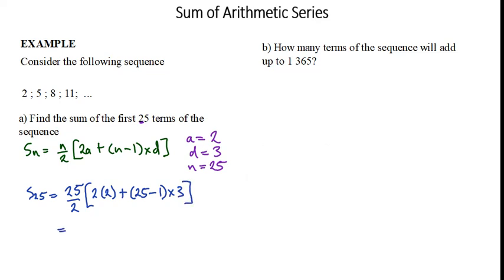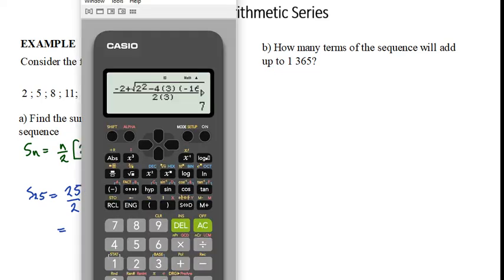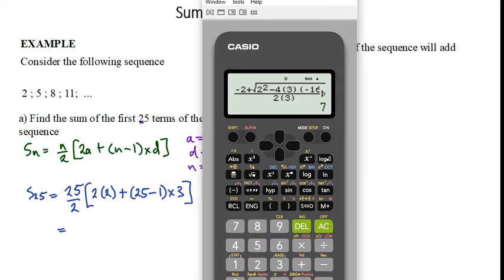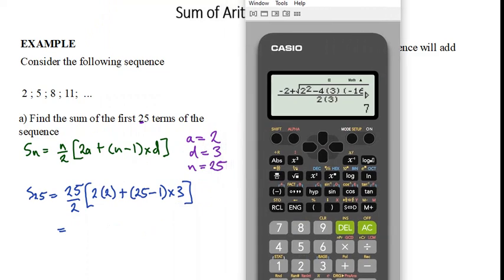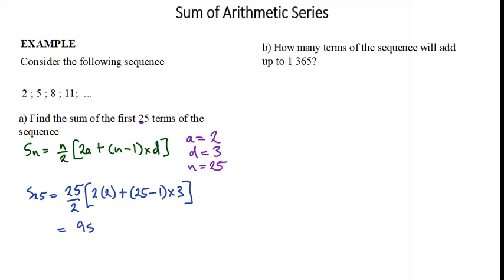We're just going to enter that into the calculator. Let me bring my calculator over and clear that. I'm going to enter 25 over 2, open the brackets, 2 times 2 plus, open the other bracket, 25 minus 1, close the bracket, times 3, and then close the main bracket, and we get 950. So if I add the first 25 terms of this sequence, I'm going to get 950.